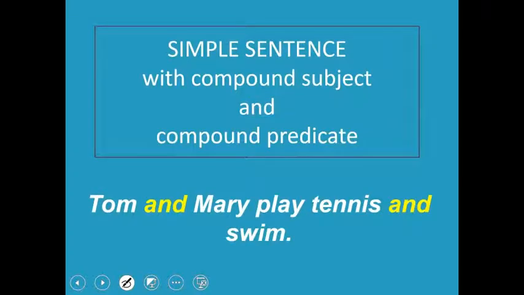And we can have a simple sentence with a compound subject and a compound predicate. Tom and Mary play tennis and swim. They are only one sentence, so it's a simple sentence, even if we have two subjects and two verbs. So it's still a simple sentence. How are we going to differentiate it? Because to identify the other types, we're going to have to look for something else.